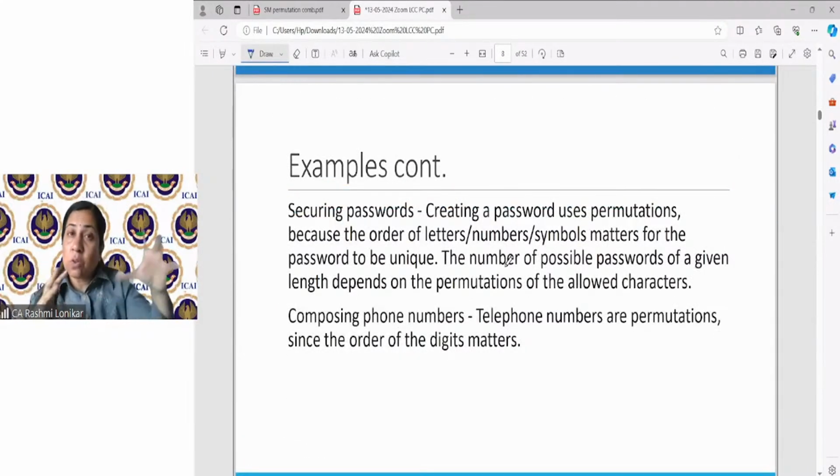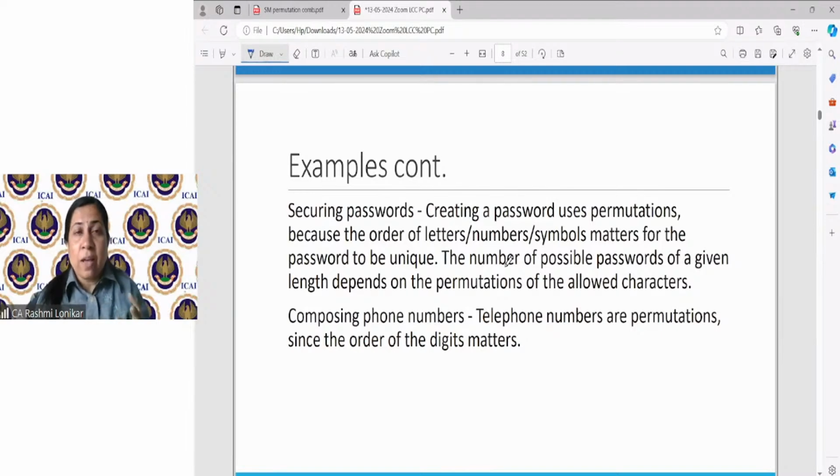But these all three examples, like pizza, then taking books and forming a team of players, are all examples of combination where I'm choosing. Now, what about passwords? You have your Gmail password, you have your phone password, your parents must be having their internet banking passwords. Is it going to be okay if I interchange the numbers? No. The order is important.